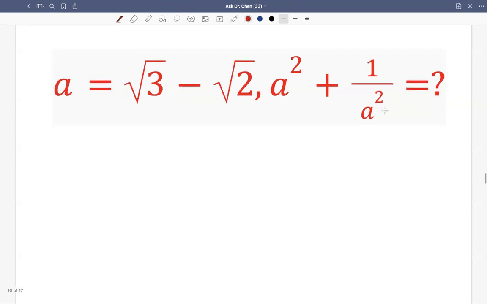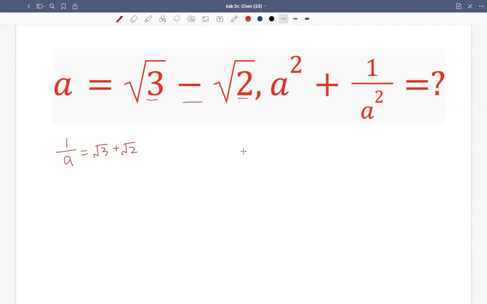So this kind of irrational number is a difference, and the radicands differ by 1. So this kind of irrational number has a feature. That means 1 over a equals its conjugate. Its conjugate means the square root of 3 plus square root of 2. Let's see why.